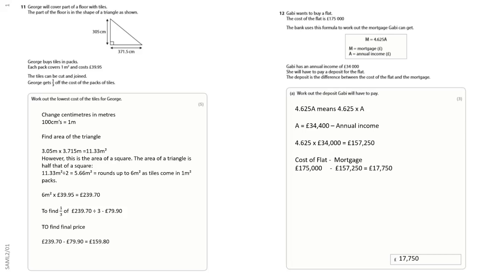We know the annual income is £34,000. So we're going to do 4.625 times 34,000, which gives us £157,250. The cost of the flat is then 175,000 minus 157,250 pounds, which will give us £17,750, which is ultimately our answer.